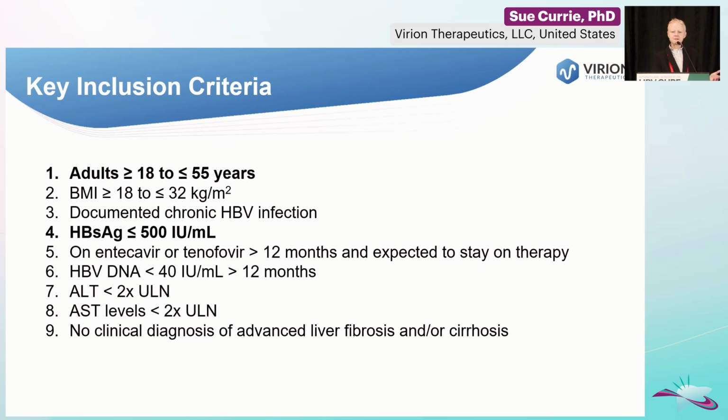Inclusion criteria: nothing crazy about this. The one thing I do want to note is surface antigen less than 500. That was the inclusion criteria, but everything else is pretty standard fare. All of the folks that were included were on nukes.